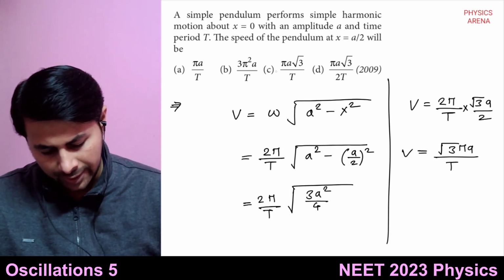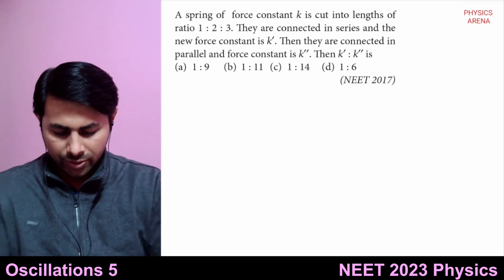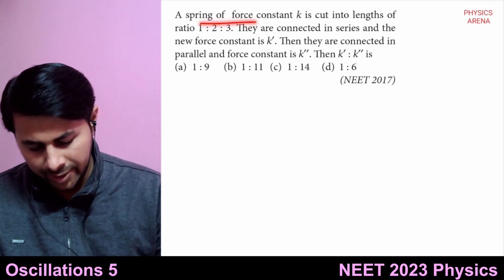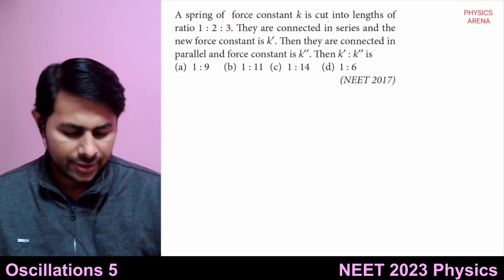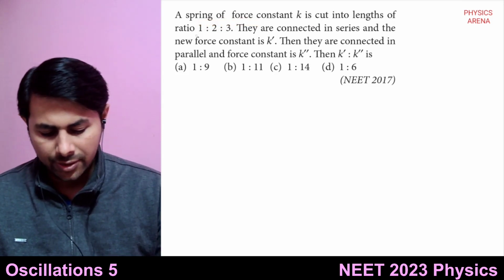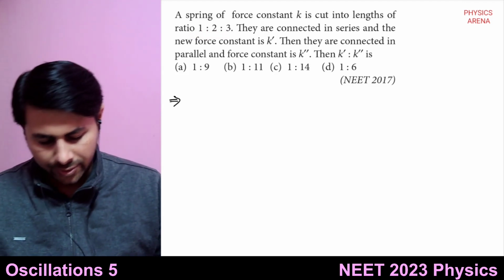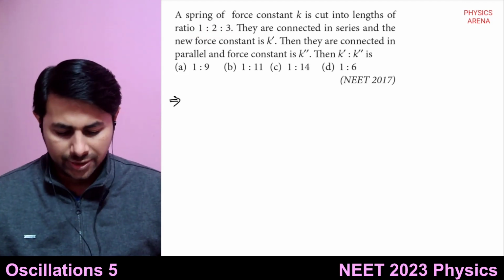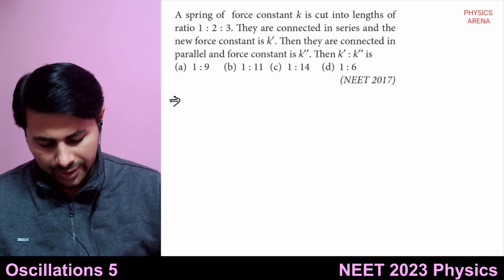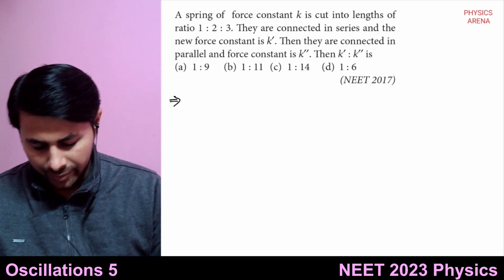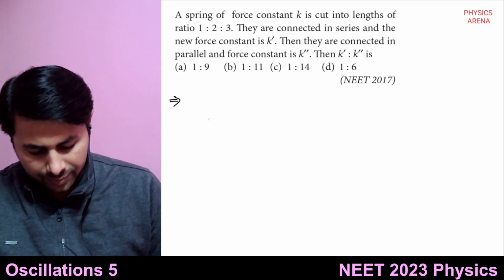Option C, right? Okay. So, a question on spring constants. A spring of force constant K is cut into lengths in the ratio 1 is to 2 is to 3. They are connected in series and the new force constant is K prime.